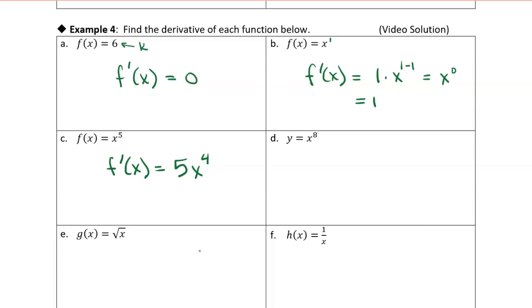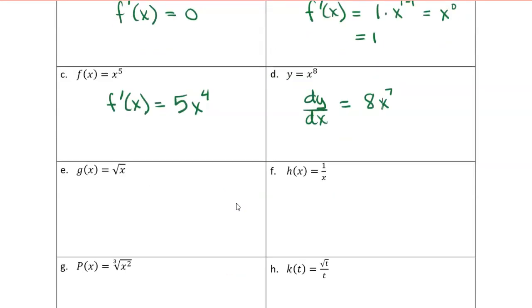And we can do the same thing here. This time, because I have just y, I'm going to write dy dx. Sometimes I like to use Leibniz notation, so let's use Leibniz notation for the fun of it. I could write y prime too, but dy dx is another way to write y prime. So I'm going to bring down the power and then subtract 1 from the power. So 8x to the 7th is the derivative of x to the 8th.